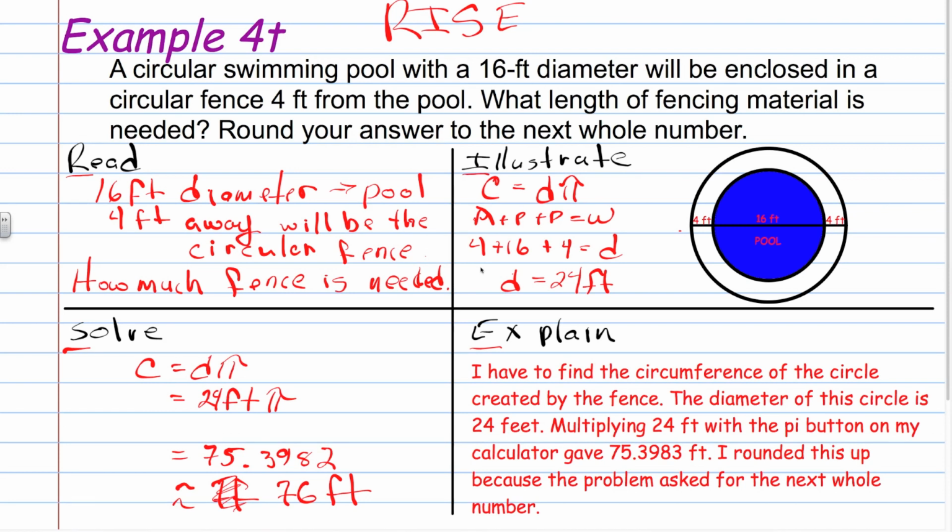The explain portion, you can see I've typed it up here. It says I have to find the circumference of the circle created by the fence. The diameter of the circle is 24 feet. This circle is referring back to the circle created by the fence. Multiplying 24 feet with the pi button, my calculator gave 75.3983 feet. I rounded this up because the problem asked for the next whole number. One thing that I didn't type in there is that the actual amount of fencing should be 76 feet. So I'm going to just finish that up saying fencing needed, 76 feet.